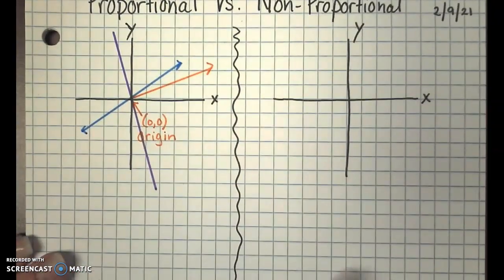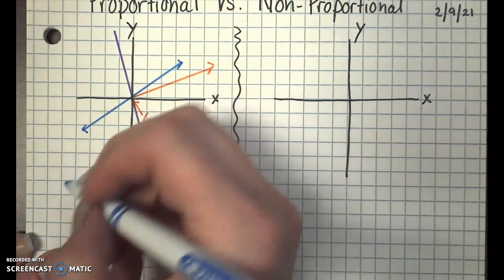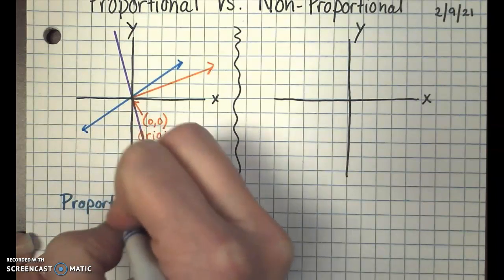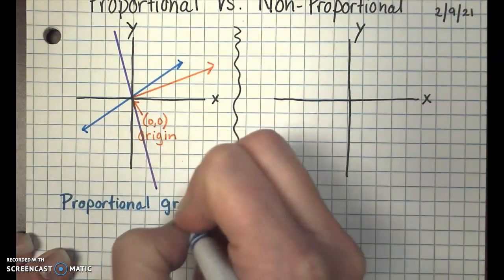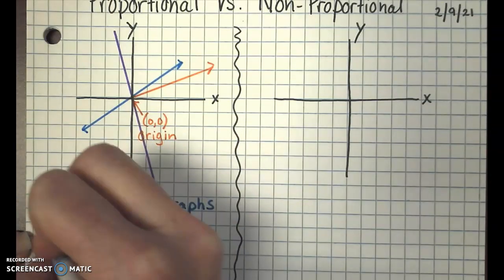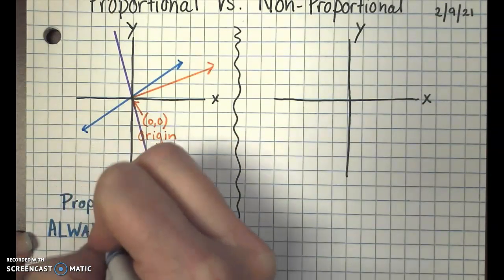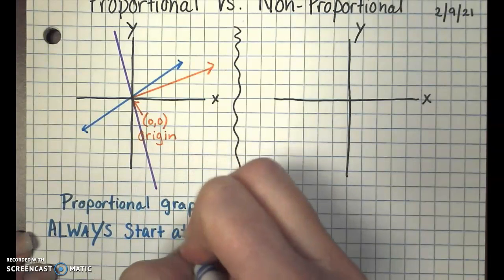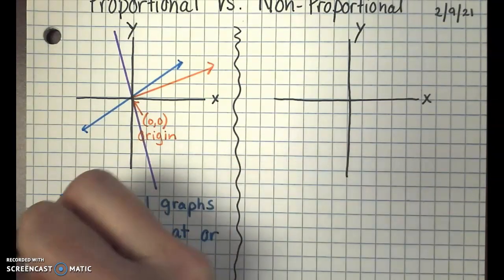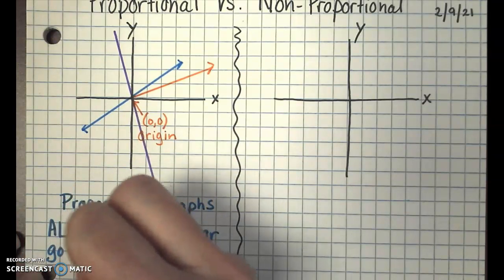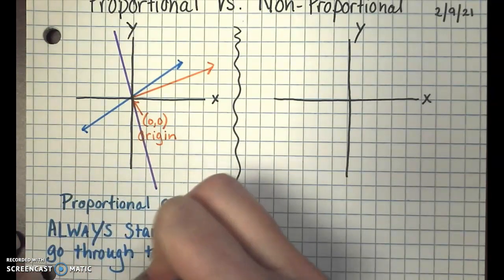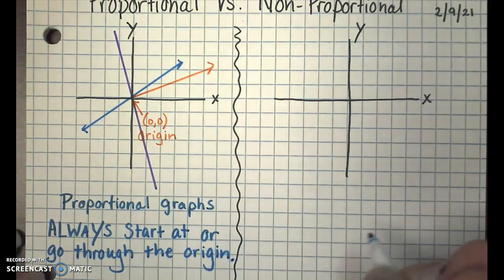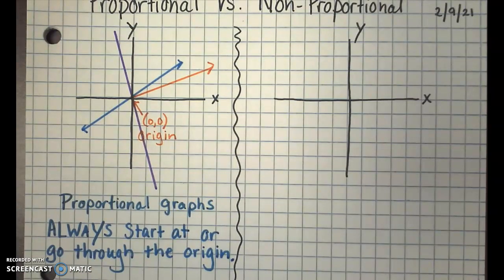Okay? So for this, we're going to write proportional graphs always start at or go through the origin. So please tell me if I go too fast. I don't mind stopping.